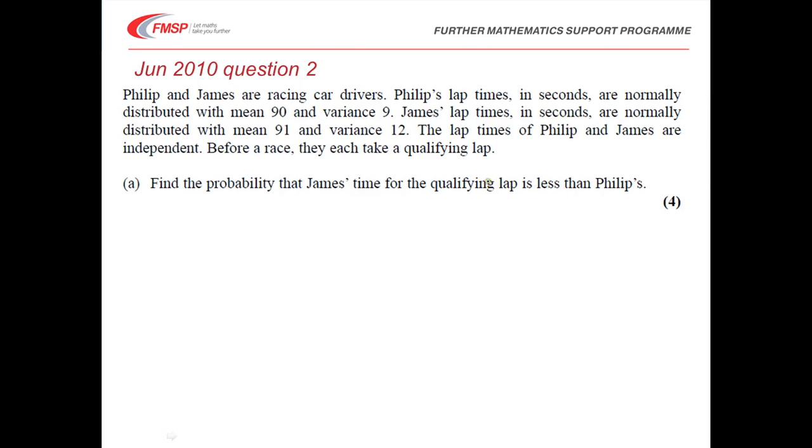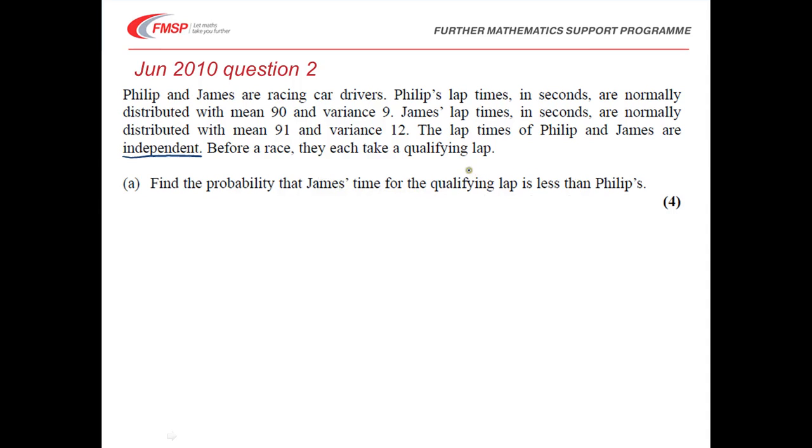So, June 2010, question 2. Philip and James are racing car drivers. Philip's lap times in seconds are normally distributed with a mean of 90 and a variance of 9. James's lap times are given with a mean of 91 and a variance of 12. And the lap times of Philip and James are independent. That's really quite important for this to work. Before a race, they each take a qualifying lap. Find the probability that James's time for the qualifying lap is less than Philip's.